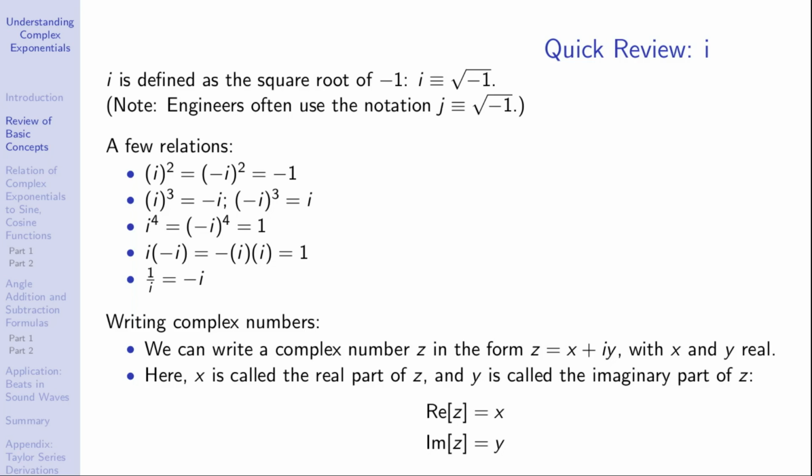Okay, next, writing complex numbers. We can write a complex number z in the form z equals x plus iy, where x and y are both real. Here, x is called the real part of z, and y is called the imaginary part of z. So we can write the real part of z equals x, and the imaginary part of z equals y.